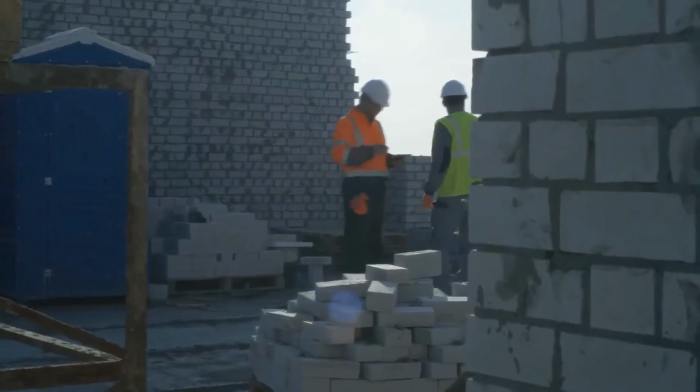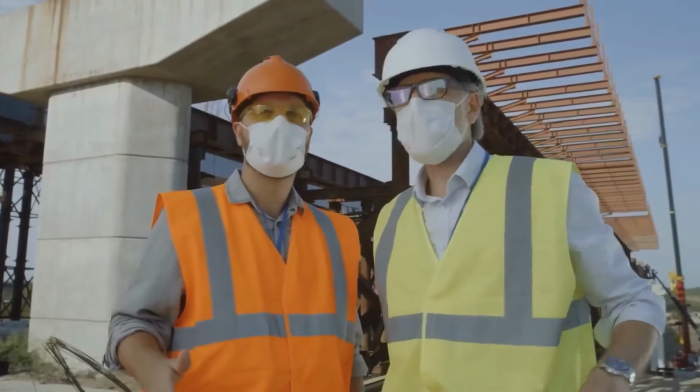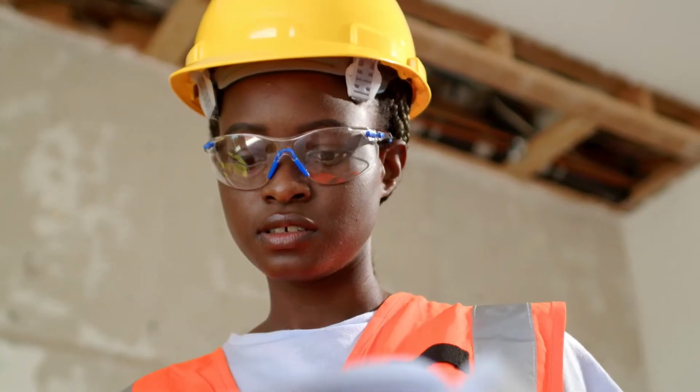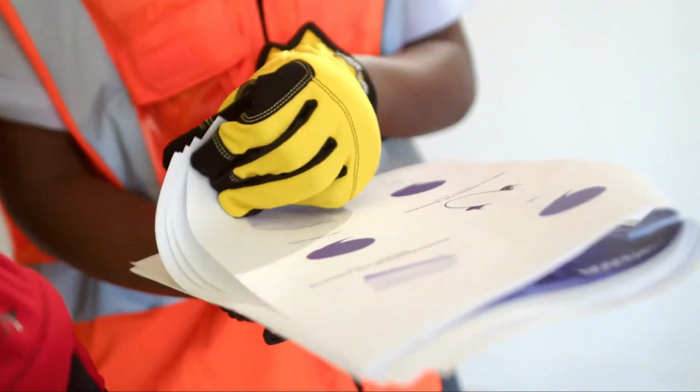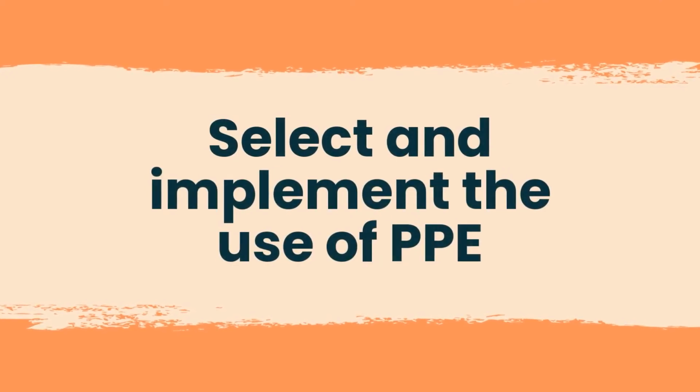If the hazards cannot be eliminated or controlled without the use of PPE to reduce the risk, the next thing you need to do is indicate which type of PPE you need to keep your employees safe from the hazard. Next, select and implement the use of PPE.